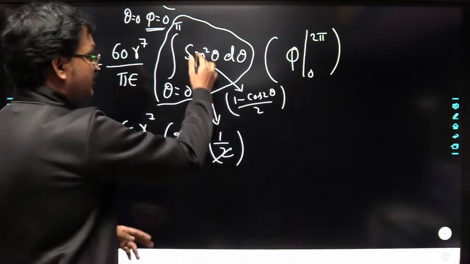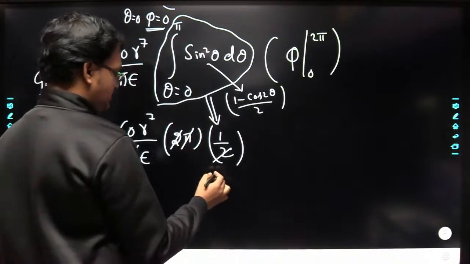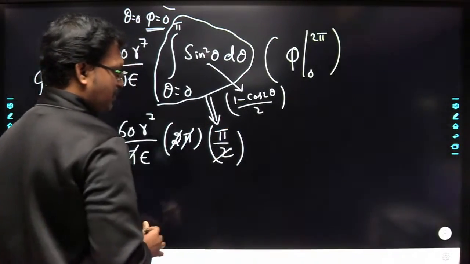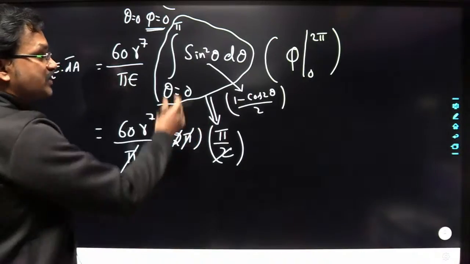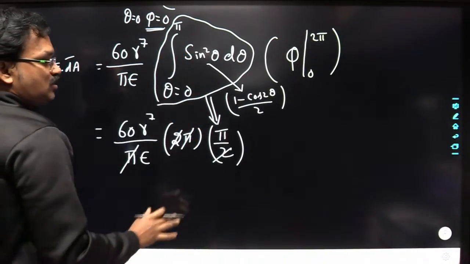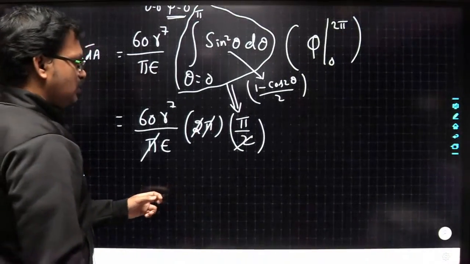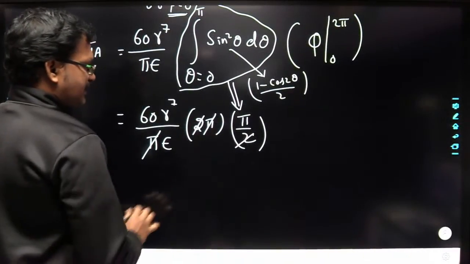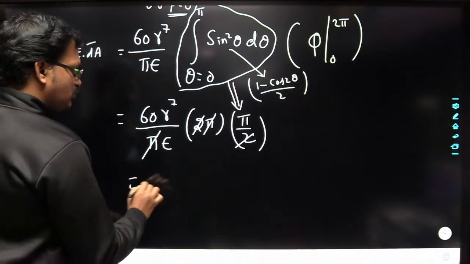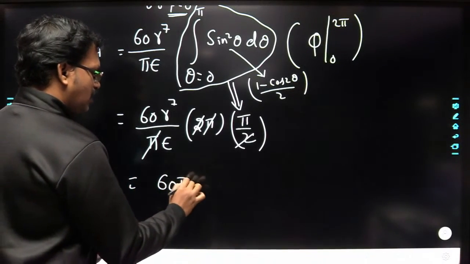If you do this integration, you are going to get pi by 2 here, not 1 by 2. You can check that. You are going to substitute the range now, so once you substitute the range, you get pi by 2. Now 2 will get cancelled, pi will get cancelled, so you are going to have 60 pi r power 7.